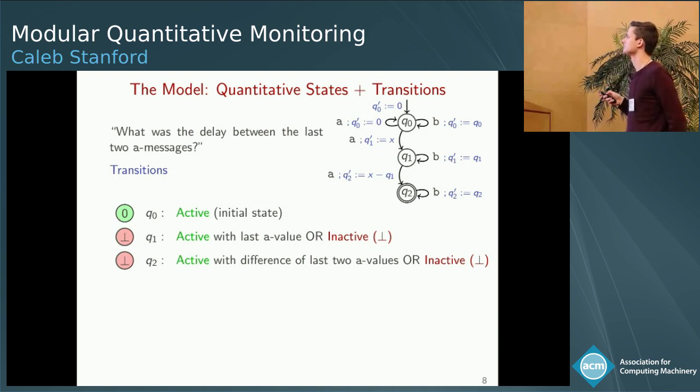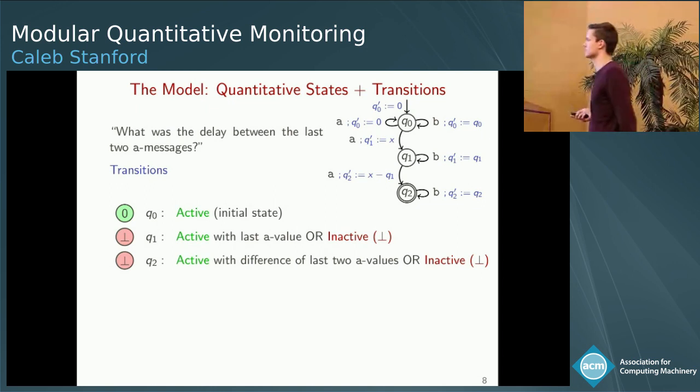So for example, here are my two quantitative states, Q0 and Q1. What this is saying is that when I get an A message, I'm going to set Q1's value to be equal to X, where X is the timestamp of the current message. So that allows Q1 to keep track of the most recent A message. Similarly, Q2 is going to be set to X minus Q1. So Q2 is going to get the difference between the last two A messages.